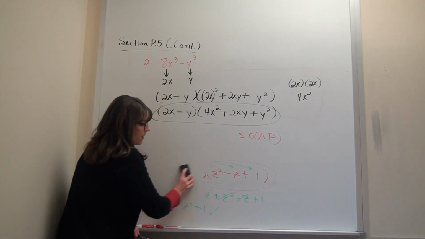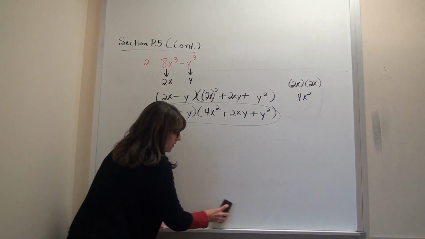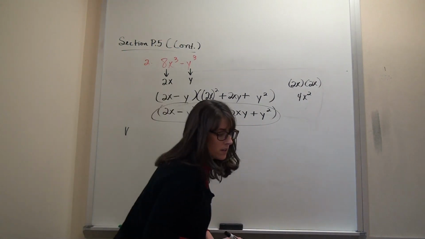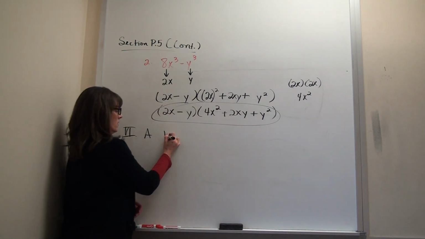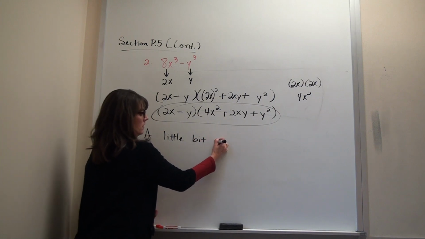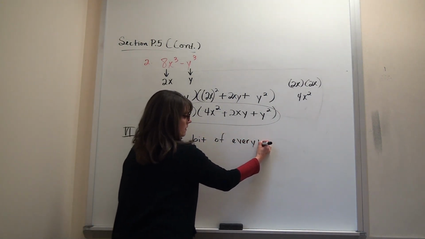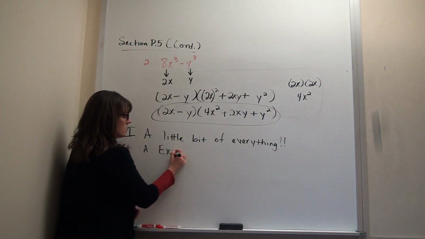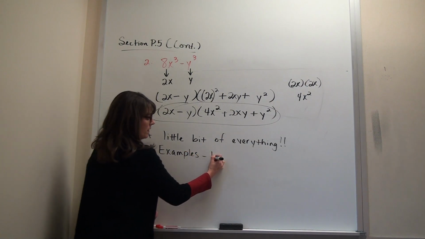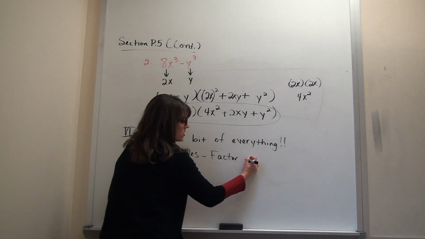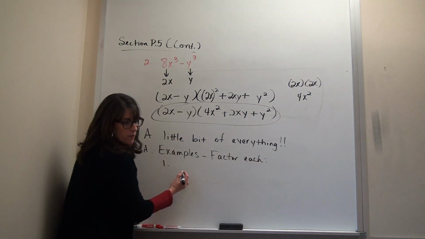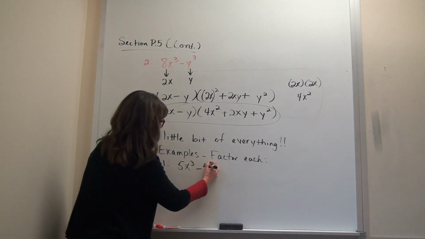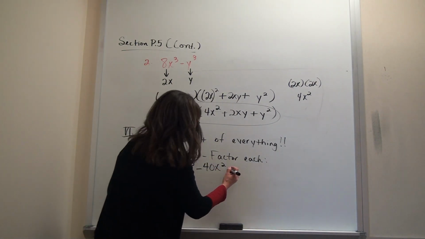So what we're going to do now is take everything that we've learned so far, put it all together and see what happens when you have what I call a little bit of everything. So let's say, for example, that I've got a situation where I'm factoring a 5x to the third minus a 40x squared plus a 60x.